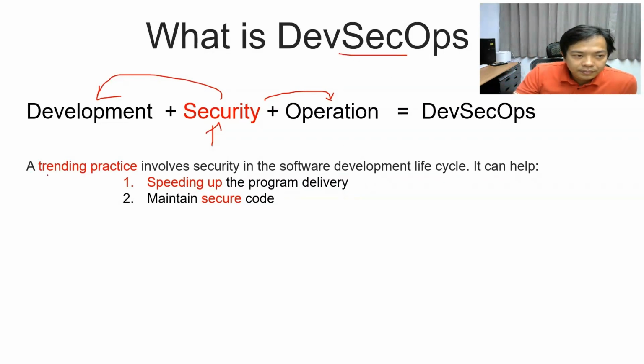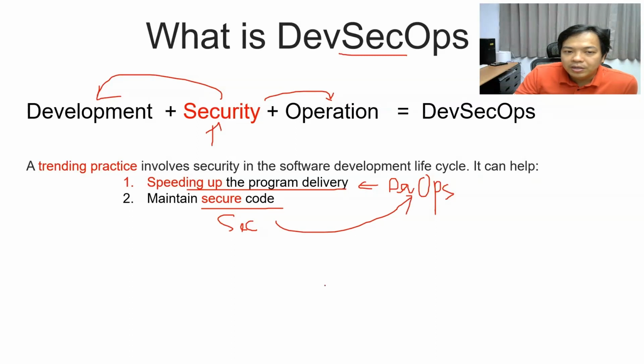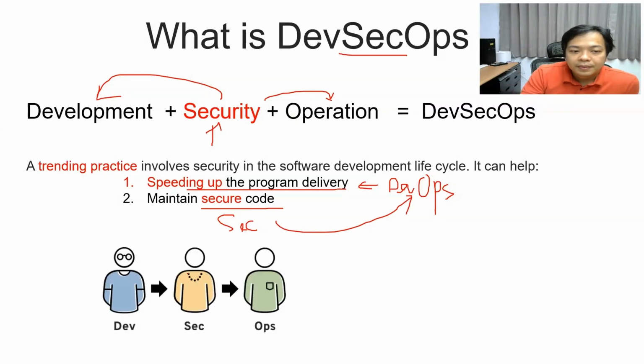This is the trending practice to involve security in the development life cycle, and it can help to speed up program delivery and maintain security. This one is for dev, this for ops, and this for sec, which we include in the middle. And here you can see this is the developer, this is the security expert, and this is IT operation. So we will include all three in the development life cycle and make sure our code will be secure.